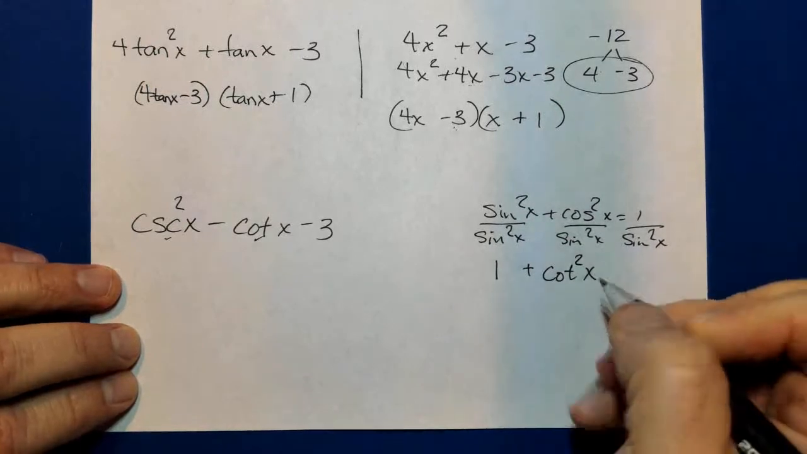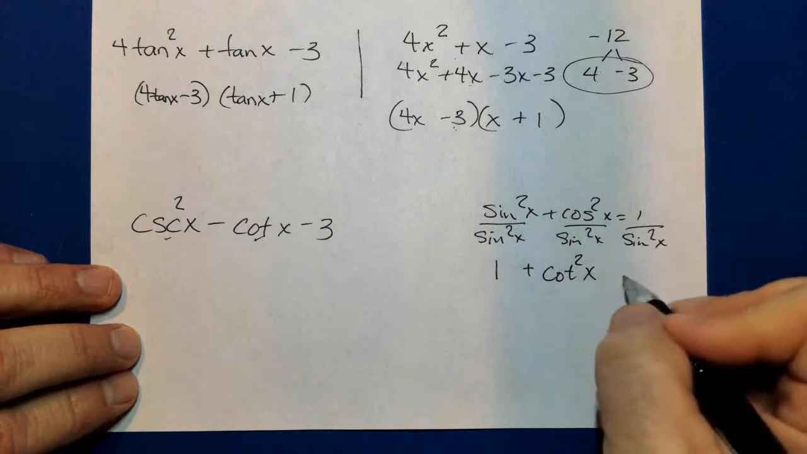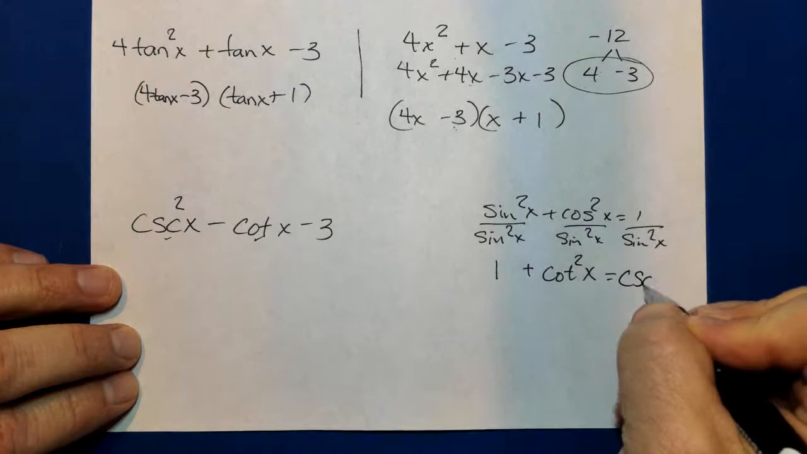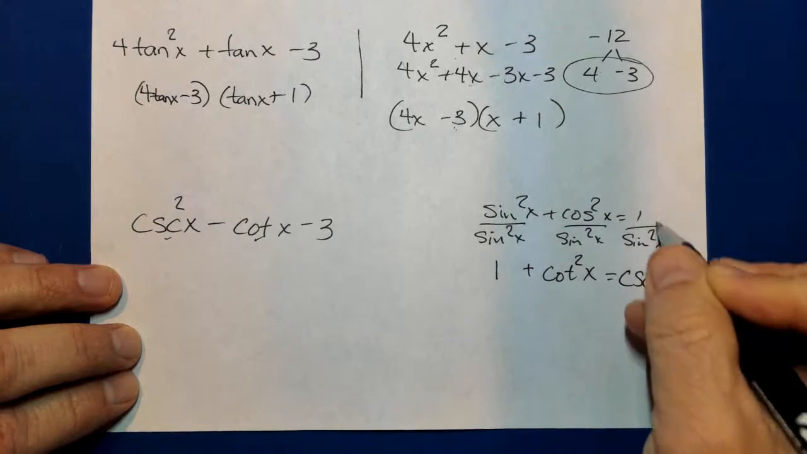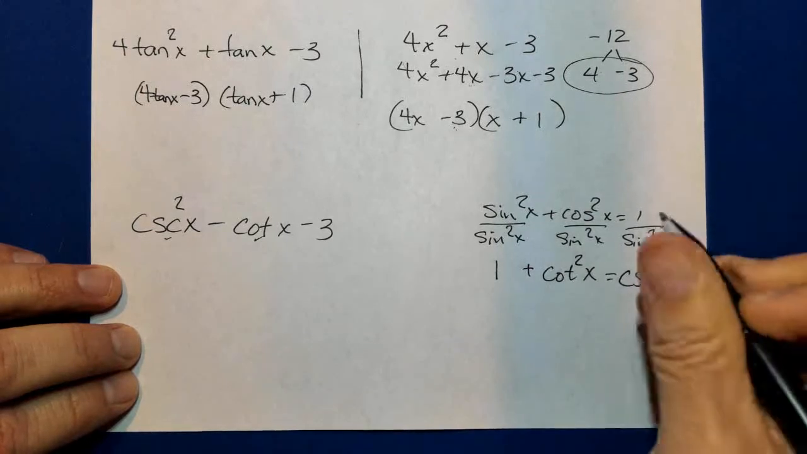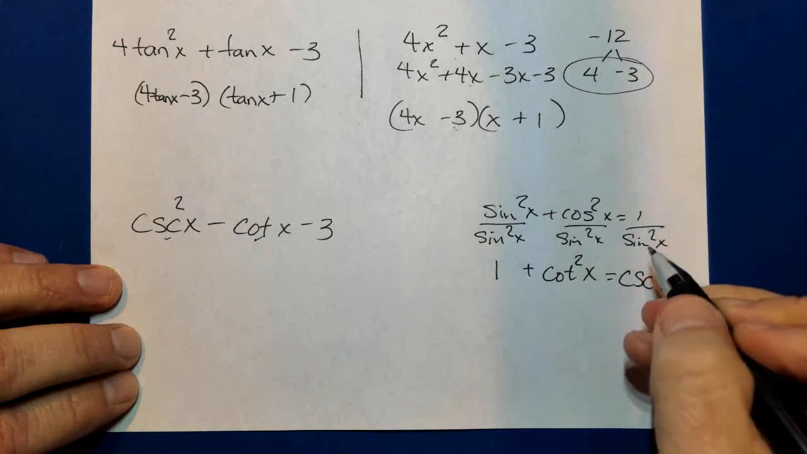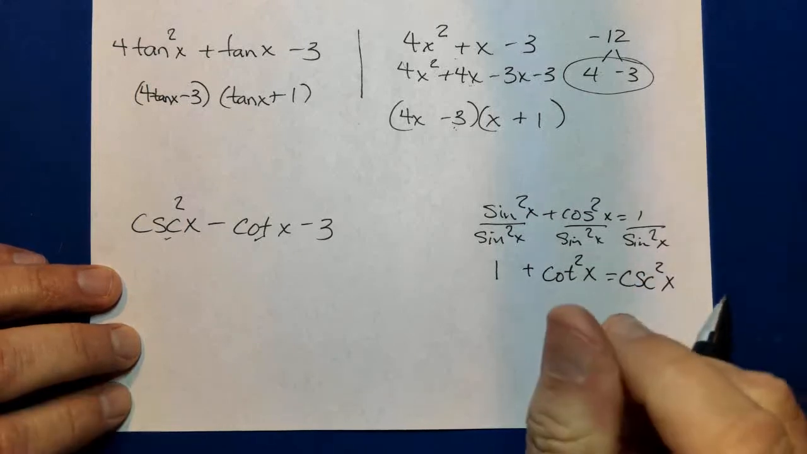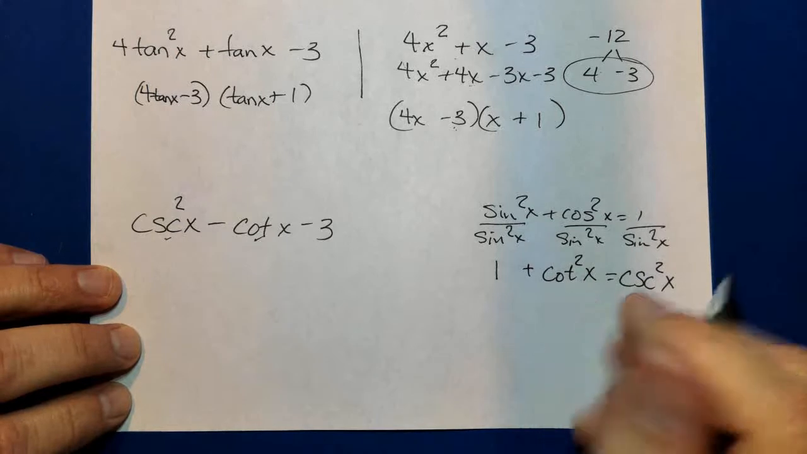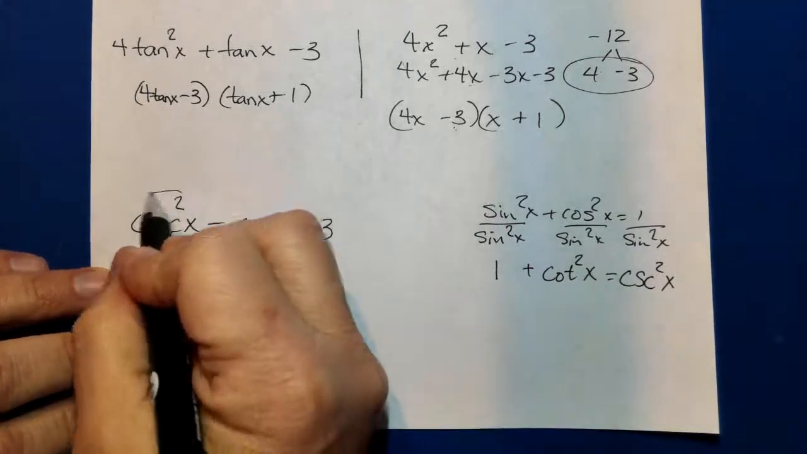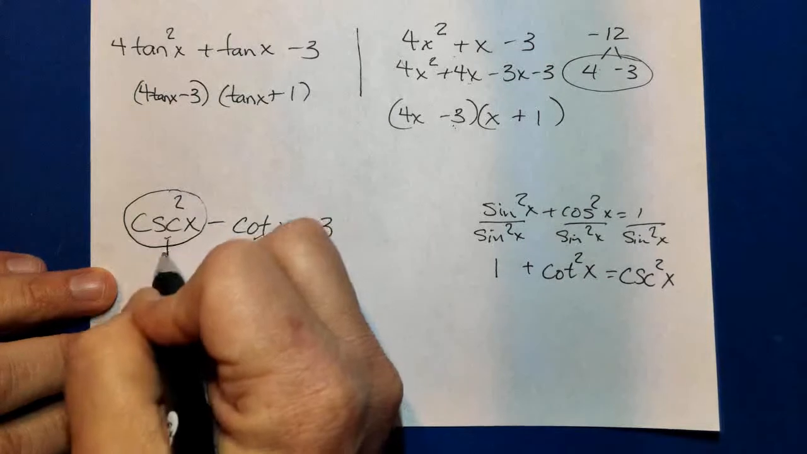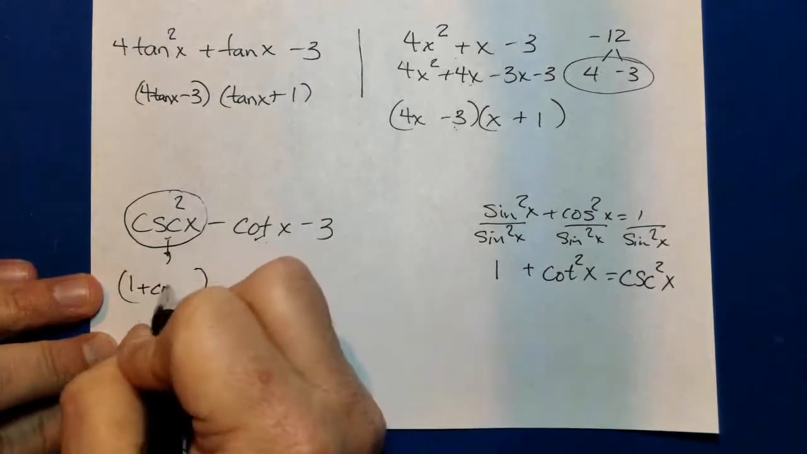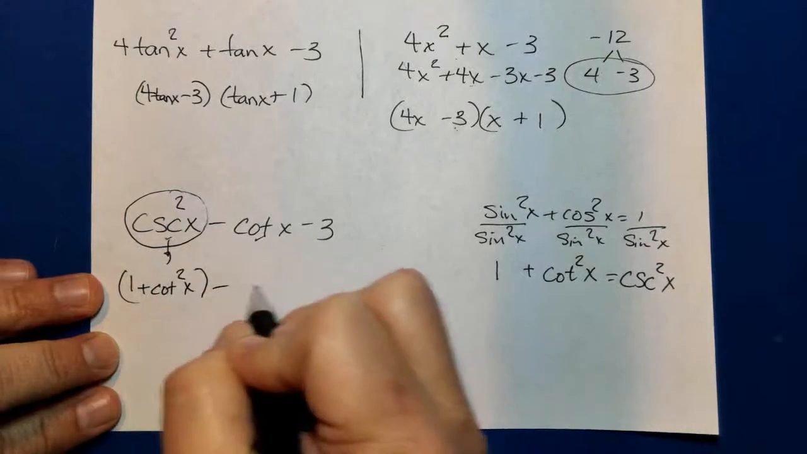Plus cosine squared divided by sine squared, well, guys, that would be cotangent squared x. If you don't believe me, just look at your quotient identity. Equals 1 over sine squared, which is, guess what? Cosecant squared. 1 over sine is cosecant, so 1 over sine times 1 over sine would be cosecant times cosecant, cosecant squared. So that means we can substitute for cosecant squared x. So what are we going to put in? 1 plus cotangent squared x.